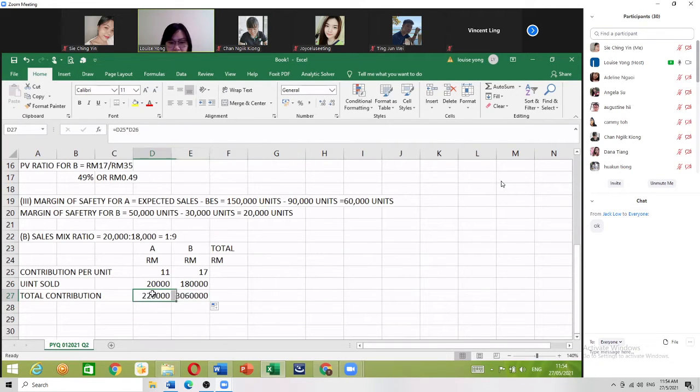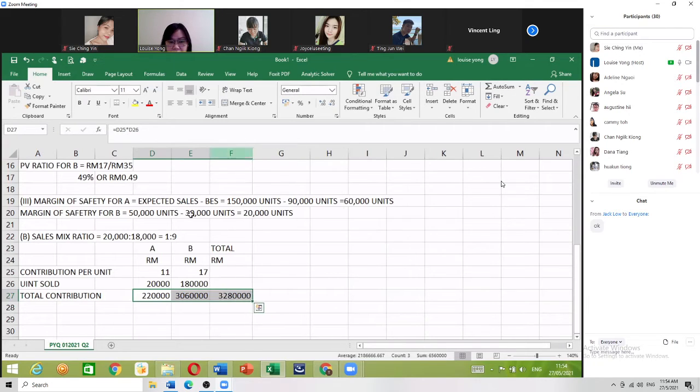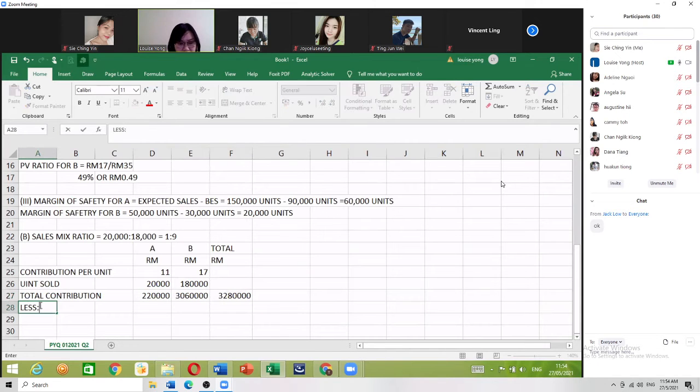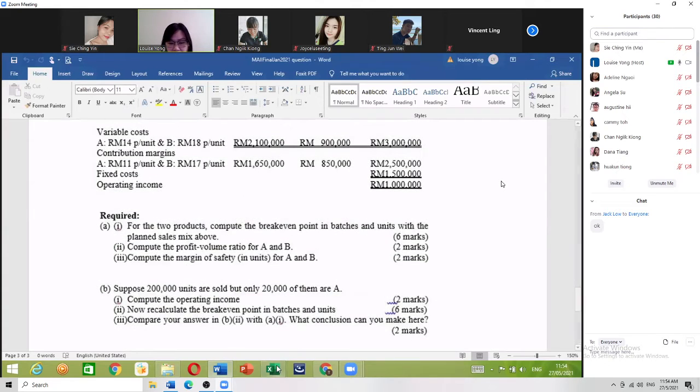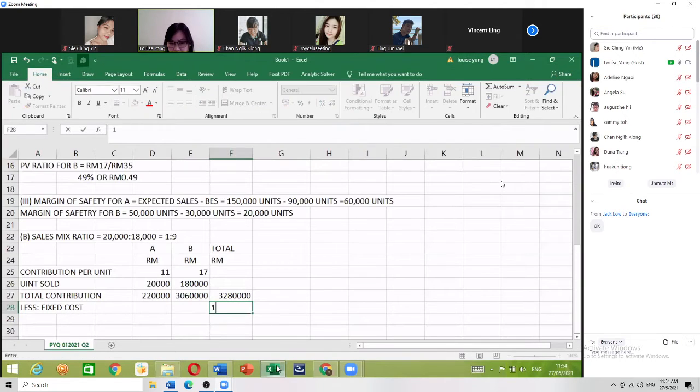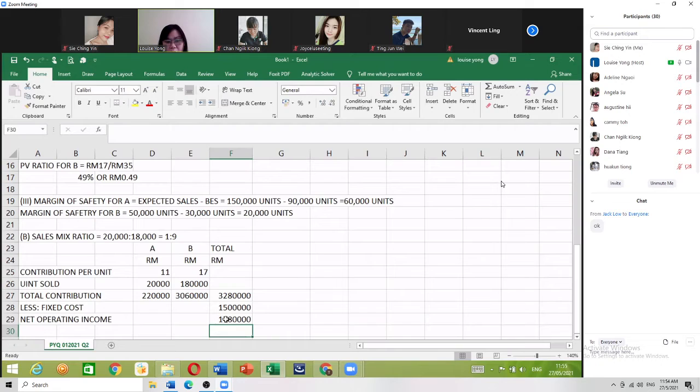Okay, then what is your total contribution margin? Add them up. Okay, then after that, less your fixed cost. Okay, so what is your fixed cost? 1.5 million. Okay, so what will be your net operating income? Okay, 175.